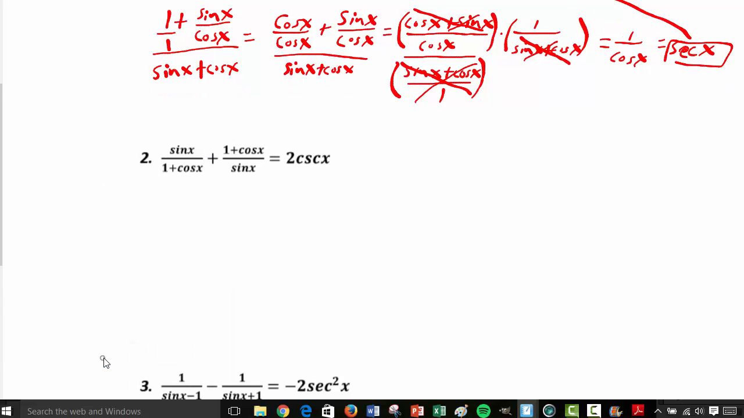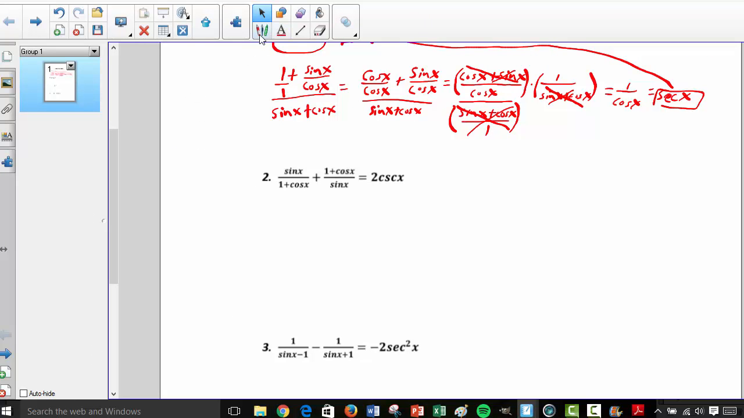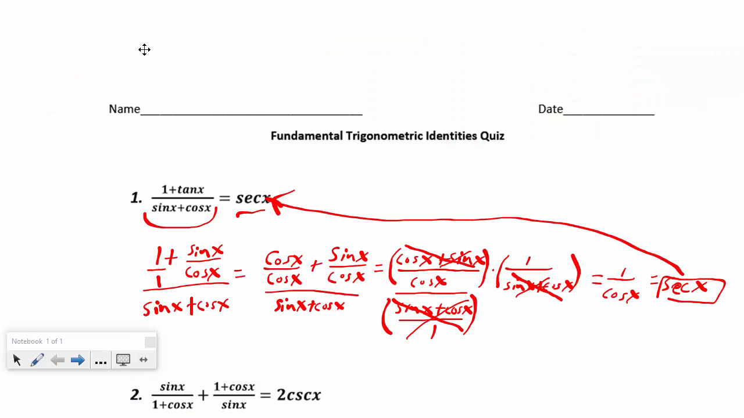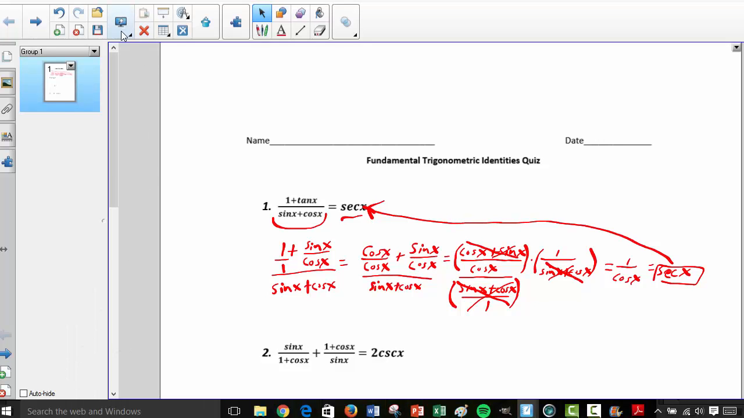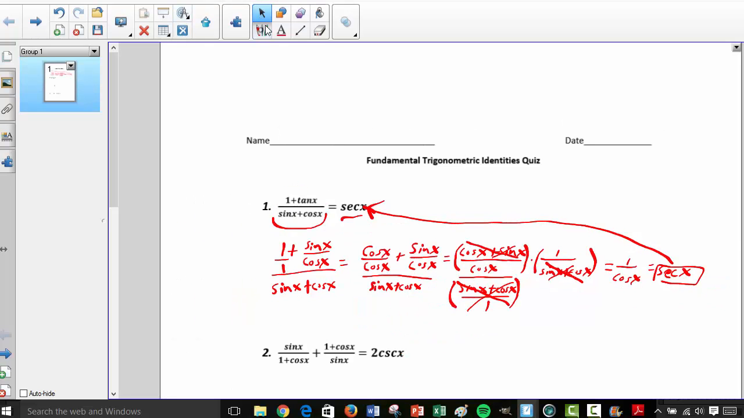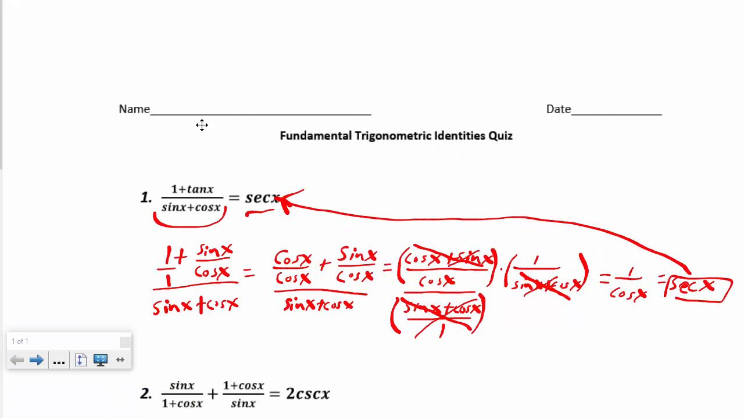Where's my pen tool? Get it back if I can. Let's try it again. Pen tool keeps disappearing on me.